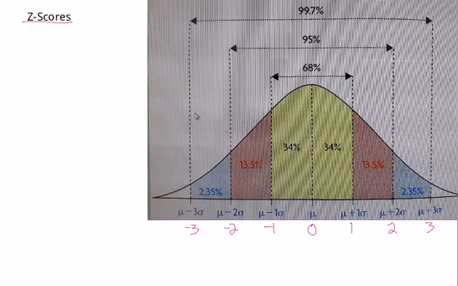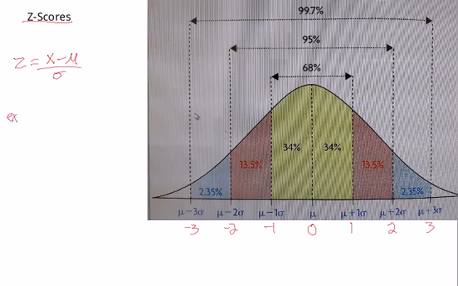The first thing we have is a formula to calculate z-scores: z equals x minus the mean, divided by the standard deviation, where x is just the number we're talking about.